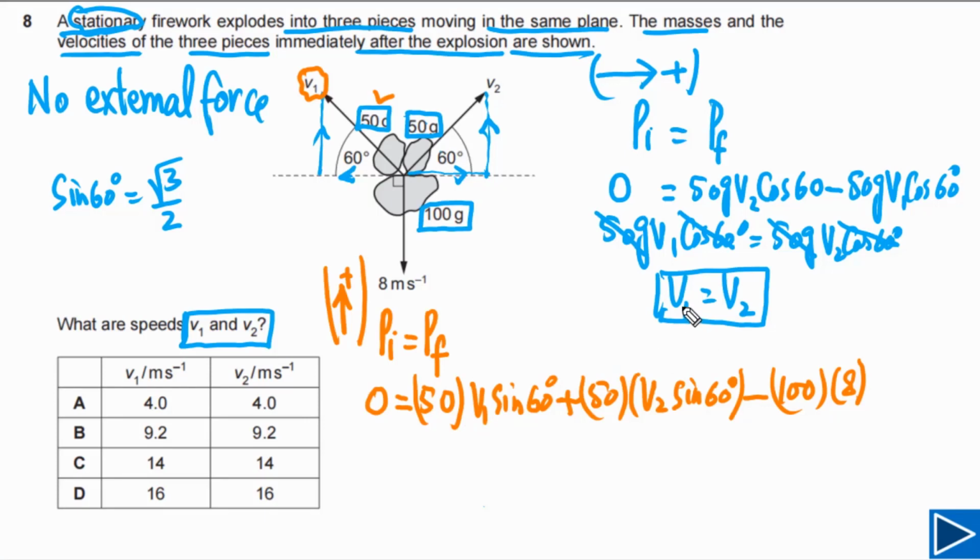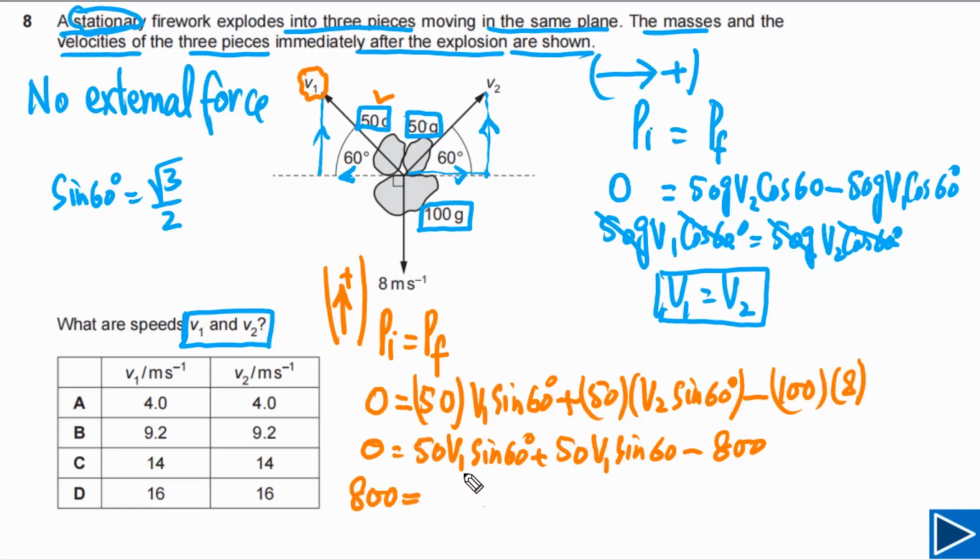Now we need to simplify. As V1 is equal to V2, we can replace V2 with V1. So we can write 50 V1 sine of 60 degrees plus 50, I will replace V2 with V1. So we can say 50 V1 sine of 60 degrees minus we have 800. Now you can see this is 50 V1 sine of 60, 50 V1 sine of 60. We can take this 800 on the other side. So I will write 800 here. So this will be positive. So we can multiply this one with 2.